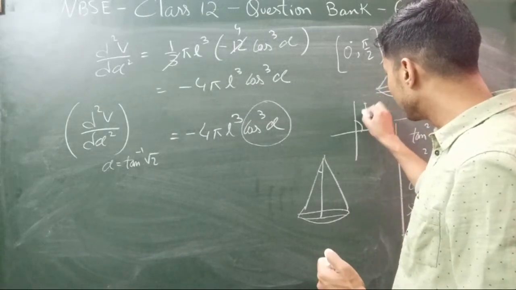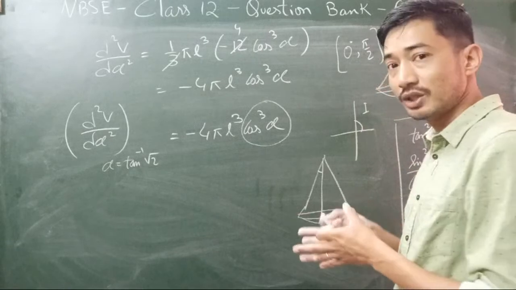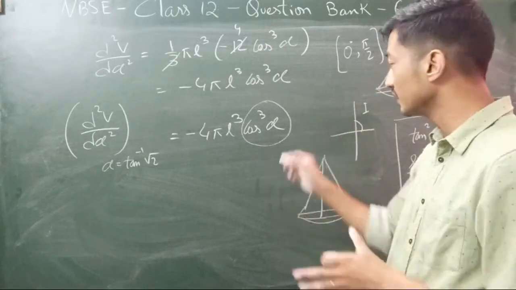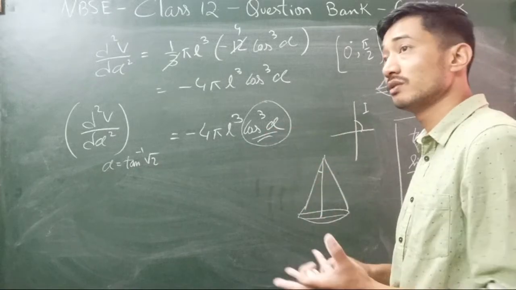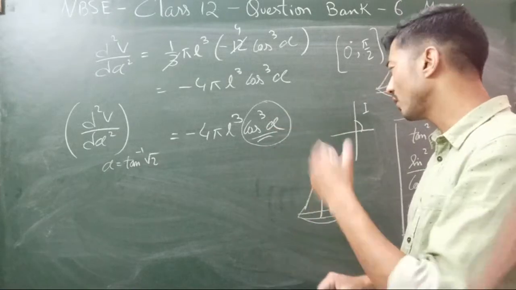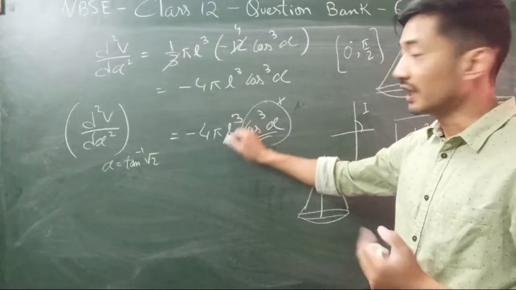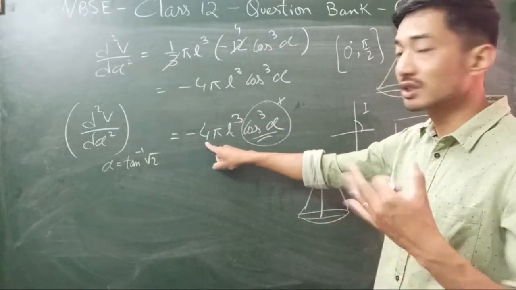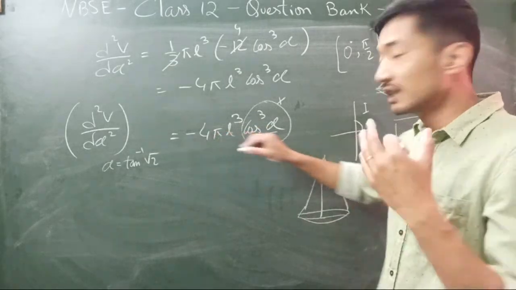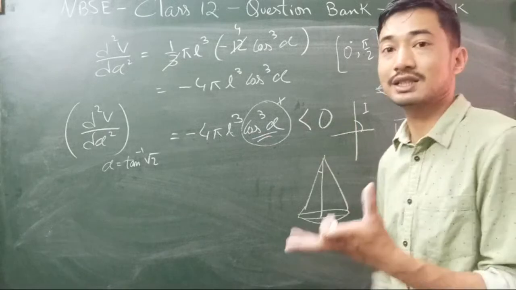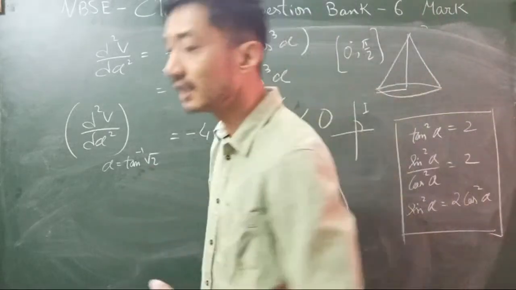So that means it's in the first quadrant. In the first quadrant, we know that for all values of alpha or theta or any angle, cos will always give you positive values only. So this is always positive, constant, L can never be negative, pi constant, 4 is a constant, that means minus. That means this value, no matter what, will always be less than 0, no matter what the value of the angle is.